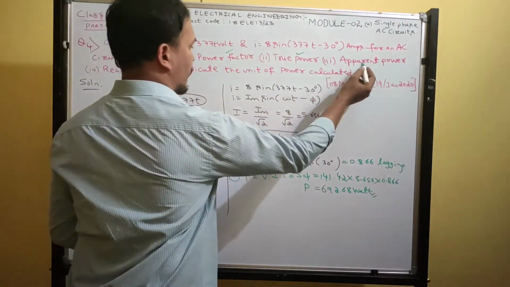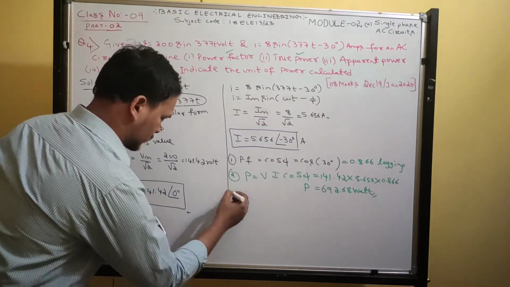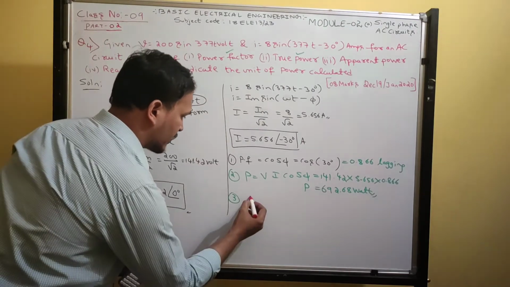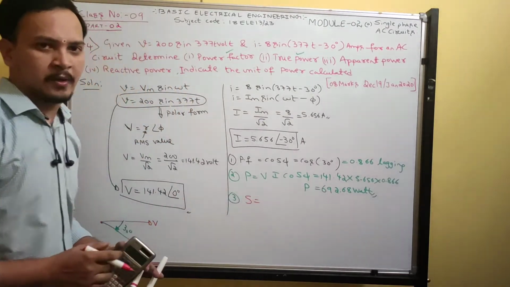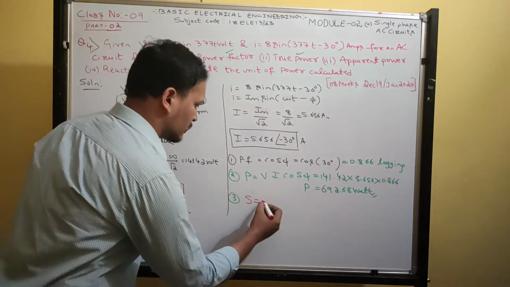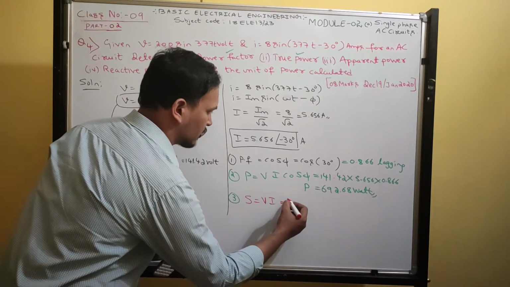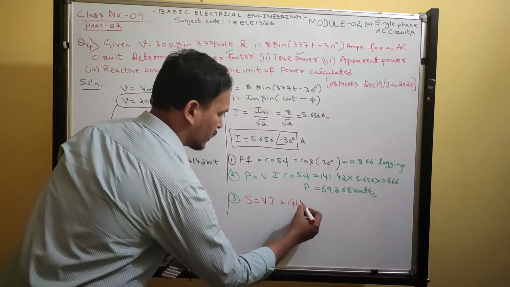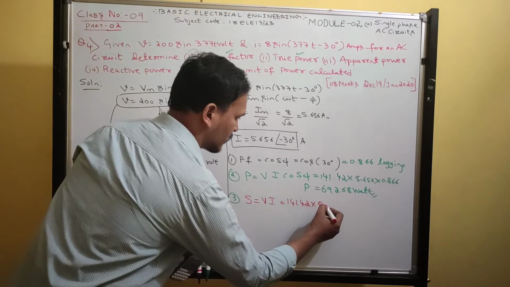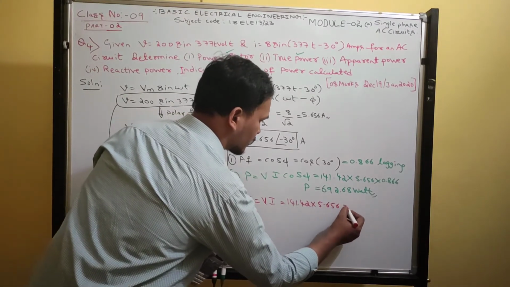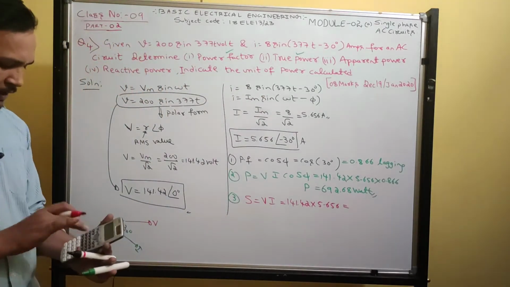Power factor is done. Next, apparent power. Apparent power is nothing but total power, and it is denoted by S. Its formula is voltage into current. What is the voltage? 141.42. And what is the current? 5.656. Multiply this.